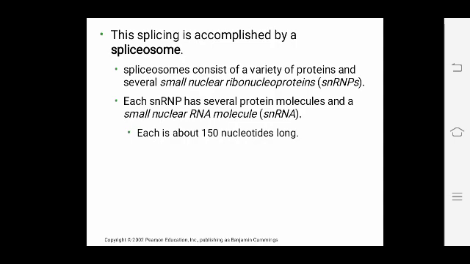The spliceosome consists of a variety of proteins and several small nuclear ribonucleoproteins, or what we call snRNPs. Each small nuclear ribonucleoprotein has several protein molecules and a small nuclear RNA molecule, or snRNA, and it is about 150 nucleotides long.